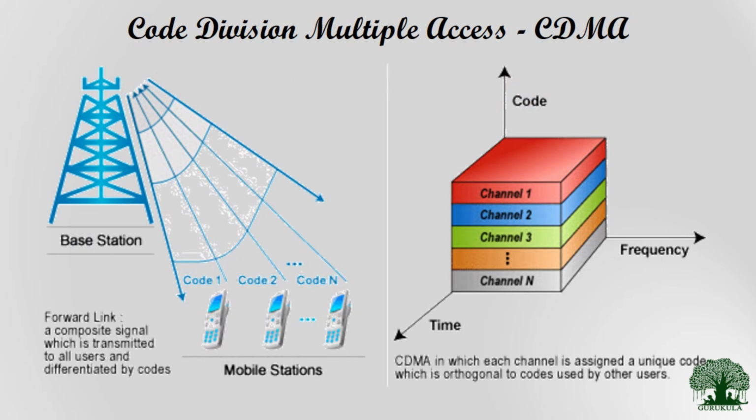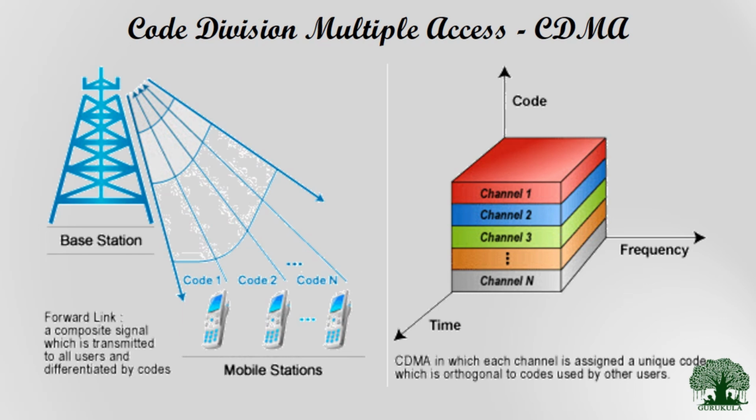Here in code division multiple access, as you can see, each and every mobile station is allocated a different code. This code differentiates the mobile users. Each and every user on a network connected to a particular base station will be separated by a special code. Since it is separated by a code, we call this code division multiple access.